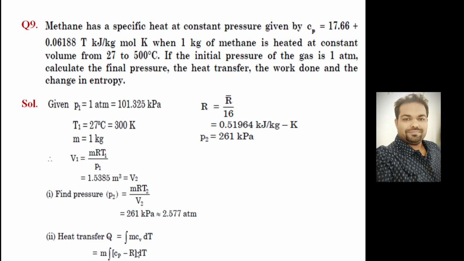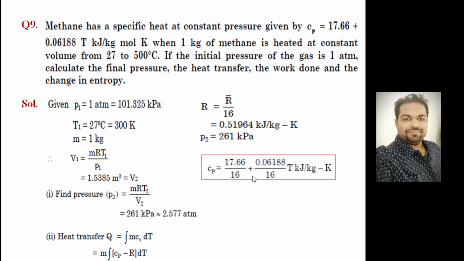So m integration of (Cp minus R) dT. So Cp, this equation is here, which is given here. So just take this and put it here. Now the question will arise, why am I dividing by 16? I am dividing by 16 because this unit was kilojoule per kilogram mole K. So if I divide this by atomic mass unit, my unit will become kilojoule per kilogram Kelvin. So this was on molar basis. Instead of molar basis, I wrote a simple form by dividing by the atomic mass unit, so it is becoming kilojoule per kilogram Kelvin.